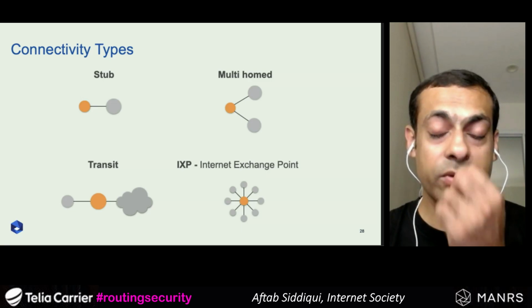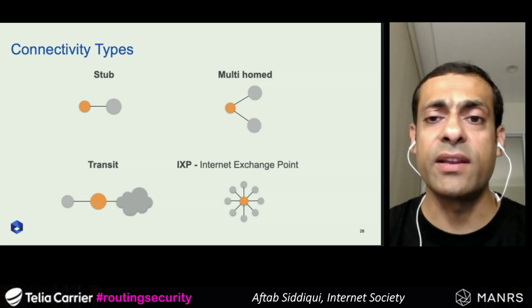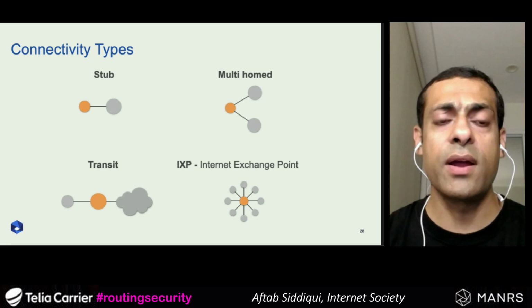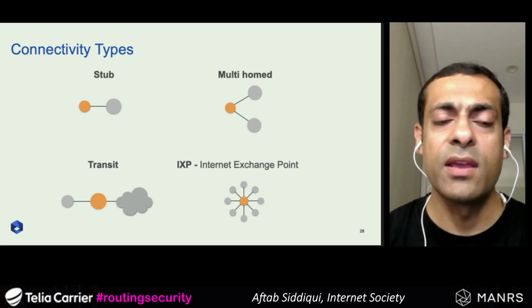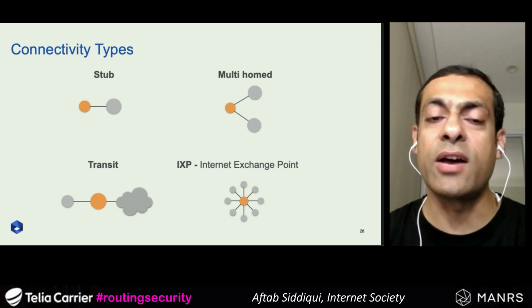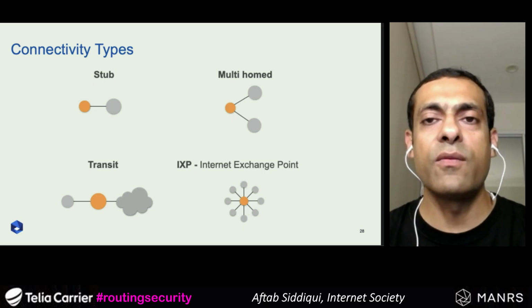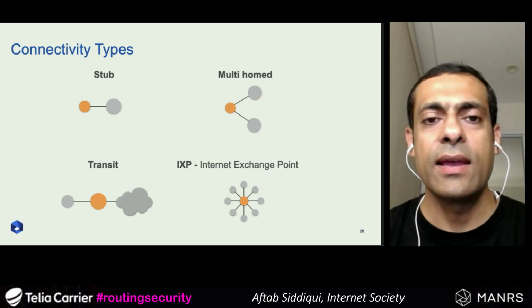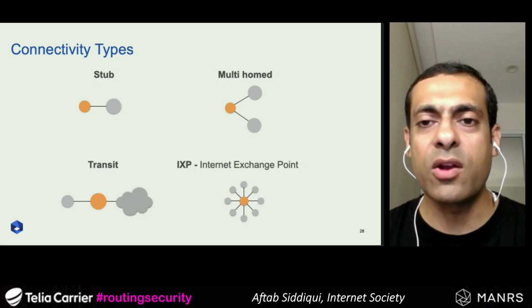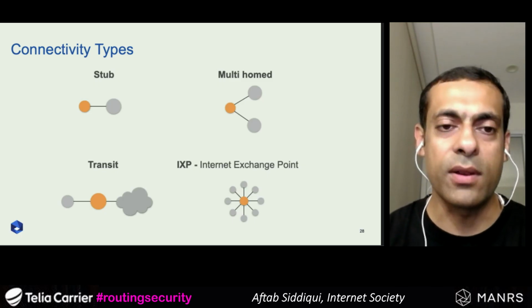So let's again talk about these connectivity types. In a nutshell, either you are a stub network, which means you're not providing any service to a downstream customer. You are the only one, it's your only enterprise. For you to cause a problem in the global routing table is very small.